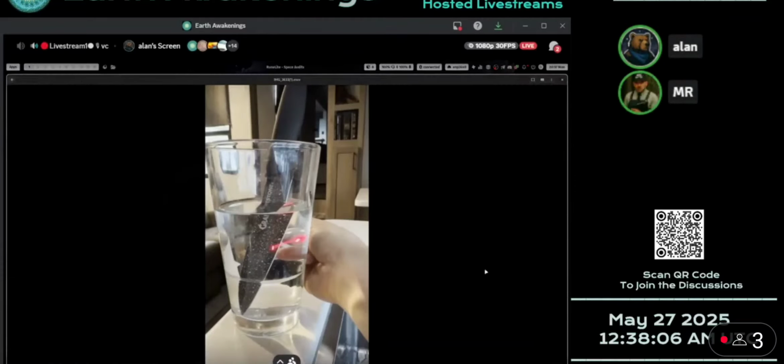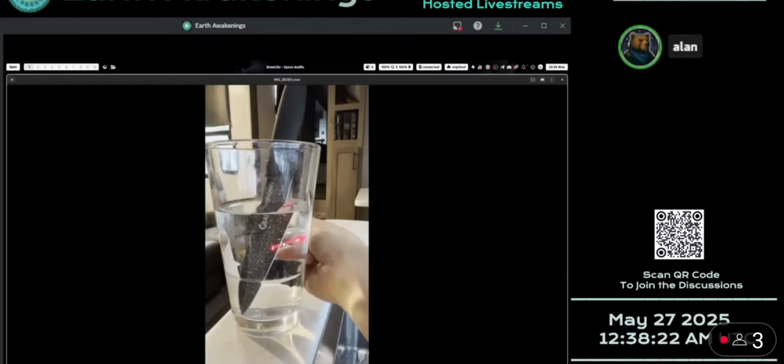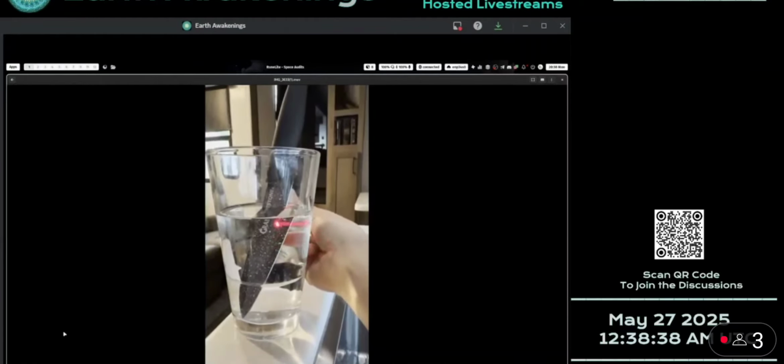So we have Taylor here in her kitchen with a cup of water, a laser pointer, and a knife. The knife is going to serve as our physical object. She puts the laser pointer where the object physically is in the cup, and it blocks the laser. When she moves it to where the apparent image is, it doesn't block it at all. So we'll let this play out.